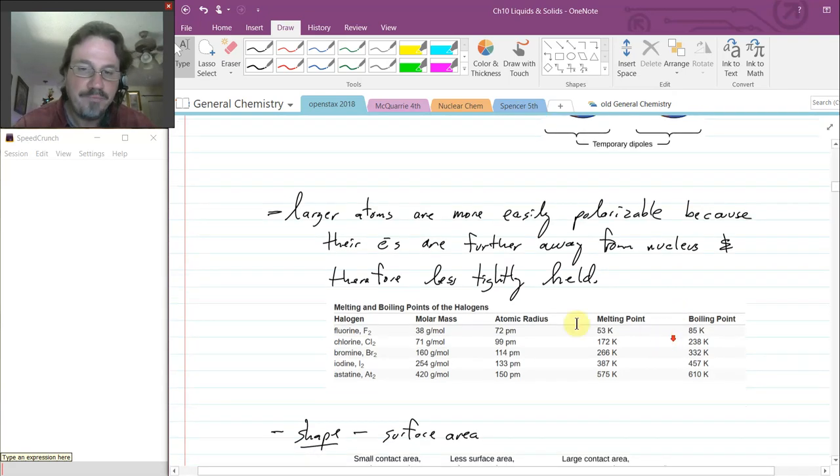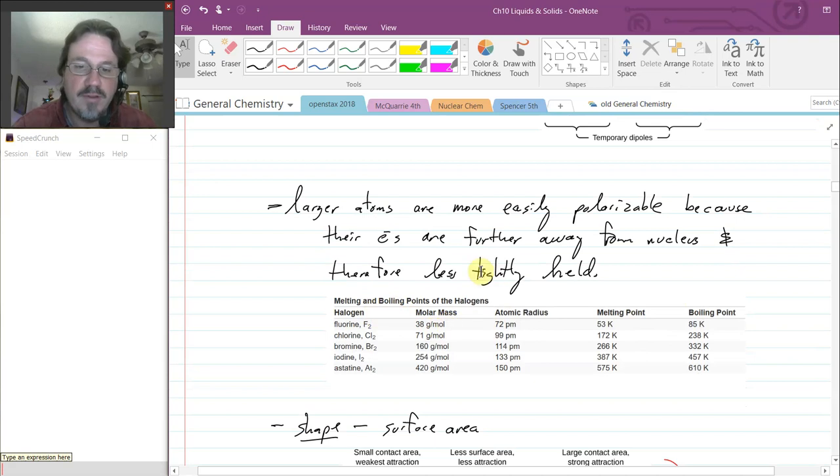Now here's a table showing melting and boiling points of the different halogens. So fluorine, F2, chlorine, Cl2, bromine, iodine, astatine. All right, molecular mass, yep, it's getting bigger and bigger and bigger, so we're going to larger and larger atoms, larger and larger molecules here. All right, here's the radius, just the size of them. All right, look at the melting points.